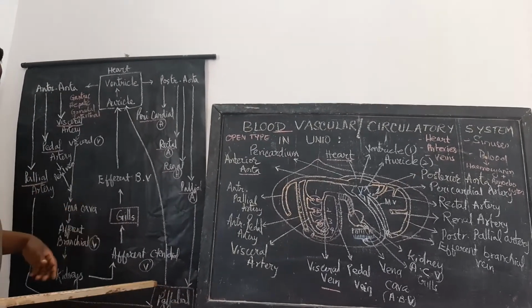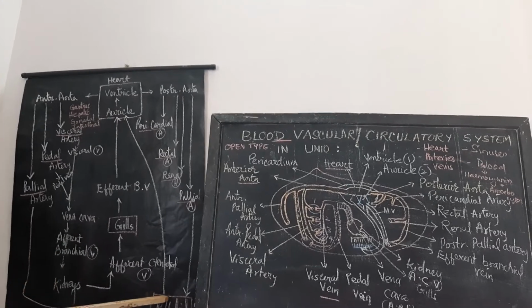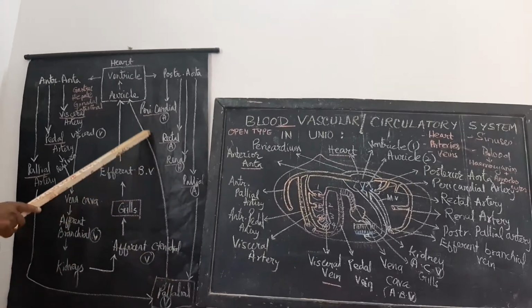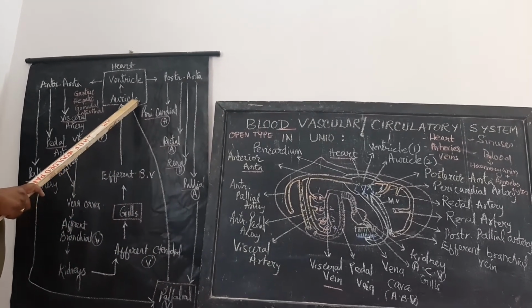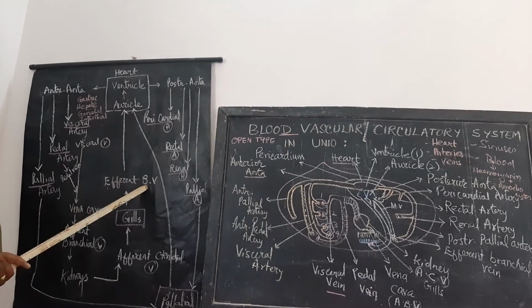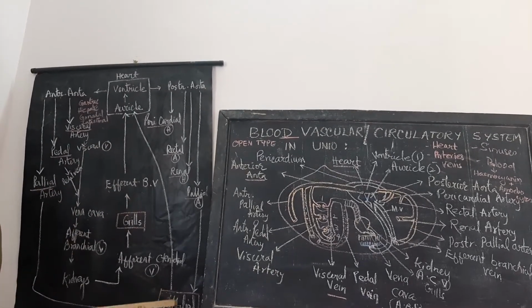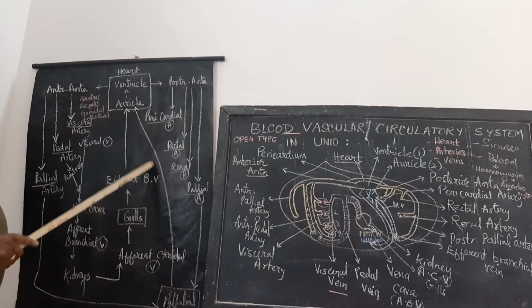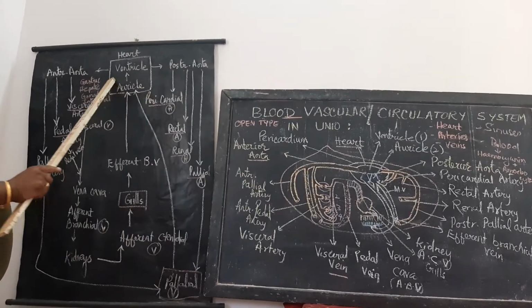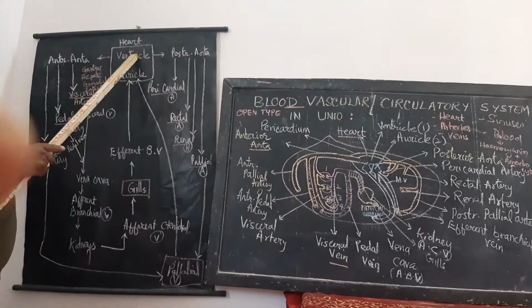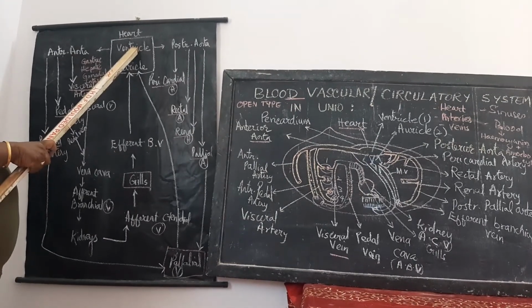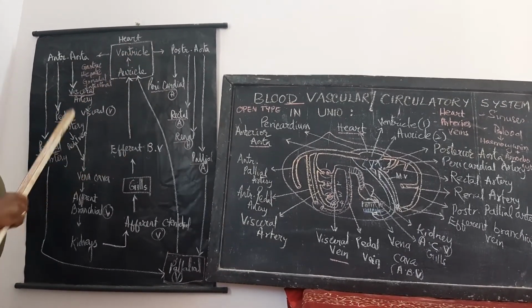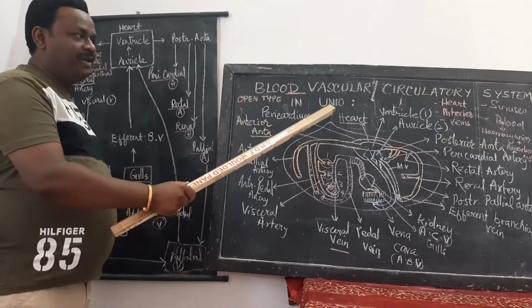After the oxygenation, the pallial vein will carry the oxygenated blood directly to the auricle. So, from efferent branchial vein of the gills, the pallial vein of the pallium, oxygenated blood enters into the auricle. So, from auricle back again, it moves into ventricle. So, this is how the circulatory system works in case of Unio.